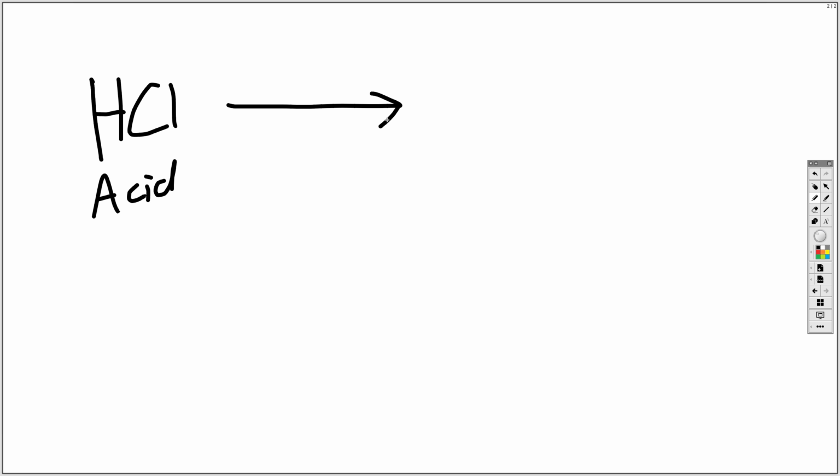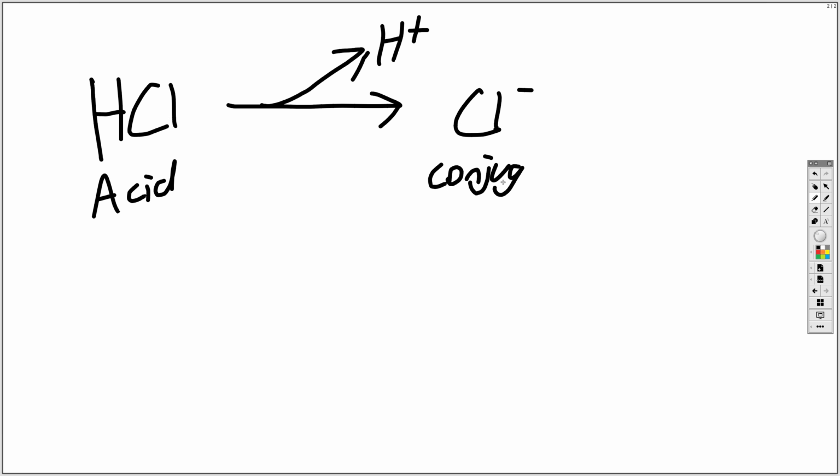So if we pick any old acid like HCl, and I ask what's the conjugate base of this acid, the conjugate base is just the acid after it loses its hydrogen. Okay, remember this hydrogen is H+. So if you lose that positive charge, you end up with Cl-. And we call this the conjugate base. So the conjugate base is the acid after it loses its hydrogen.